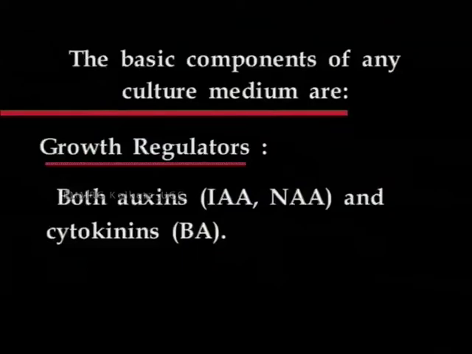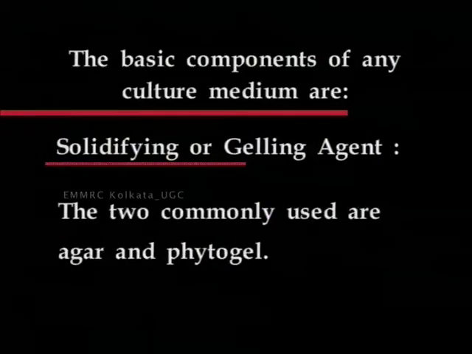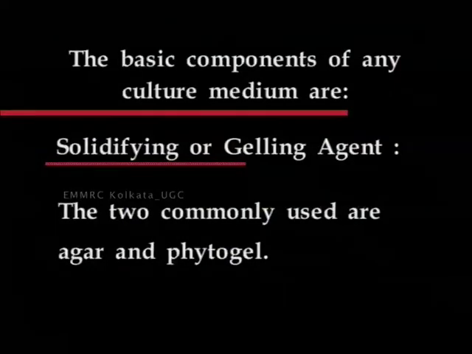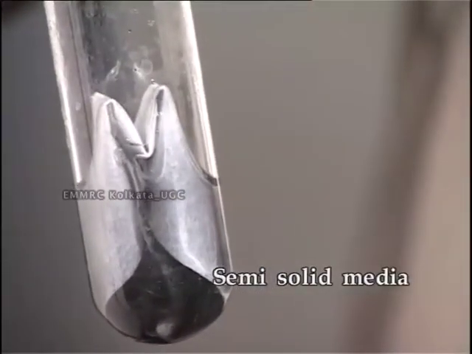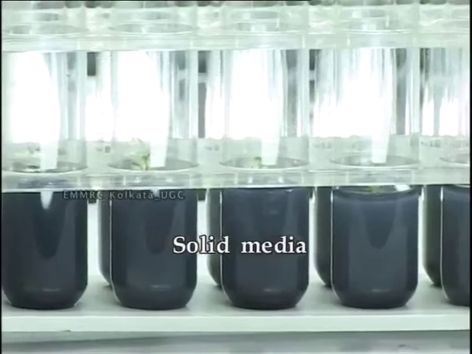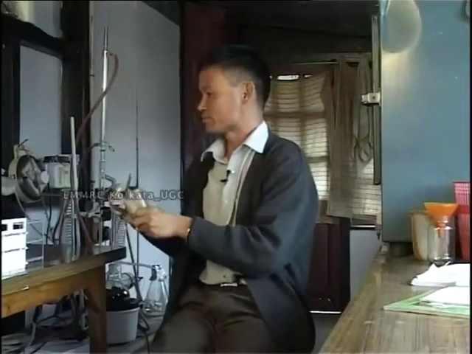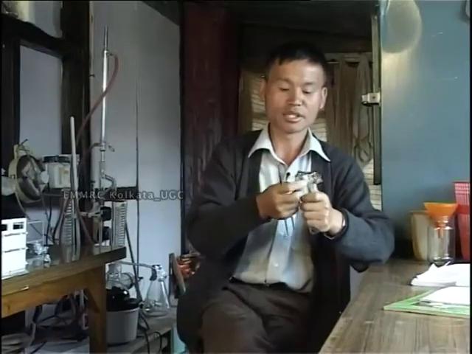Growth regulators: both auxins and cytokinins. Solidifying or gelling agents: the two commonly used are agar and phytogel. There are two types of media, one is semi-solid media and the other is solid media. After putting the media in the test tube or flask, it should be properly sealed with aluminium foil.